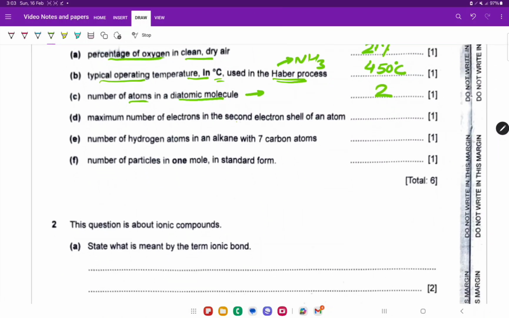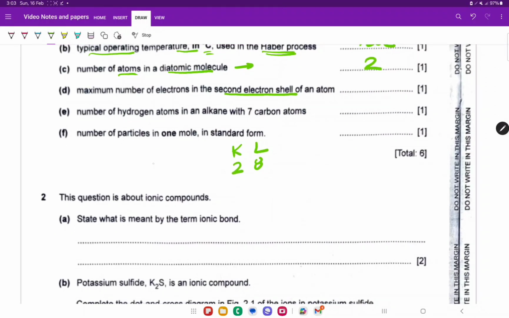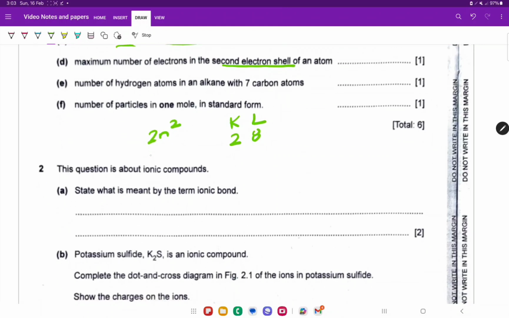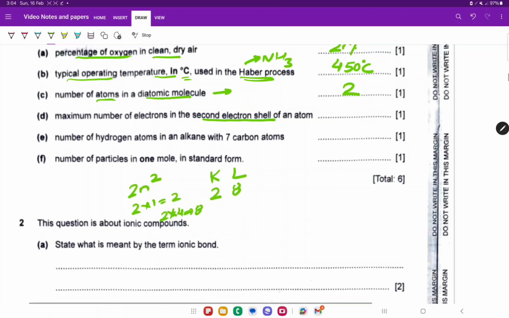Maximum number of electrons in second electron shell. The first shell is K, second is L. K shell contains 2, L shell contains 8. How do I find out? I find out with the help of the 2n squared formula, where n is the number of the shell. If n equals 1, then 2 into 1 squared equals 2. N equals 2, then 2 into 2 squared, that is 4, 4 into 2 is 8. Therefore, the answer for this question is 8.